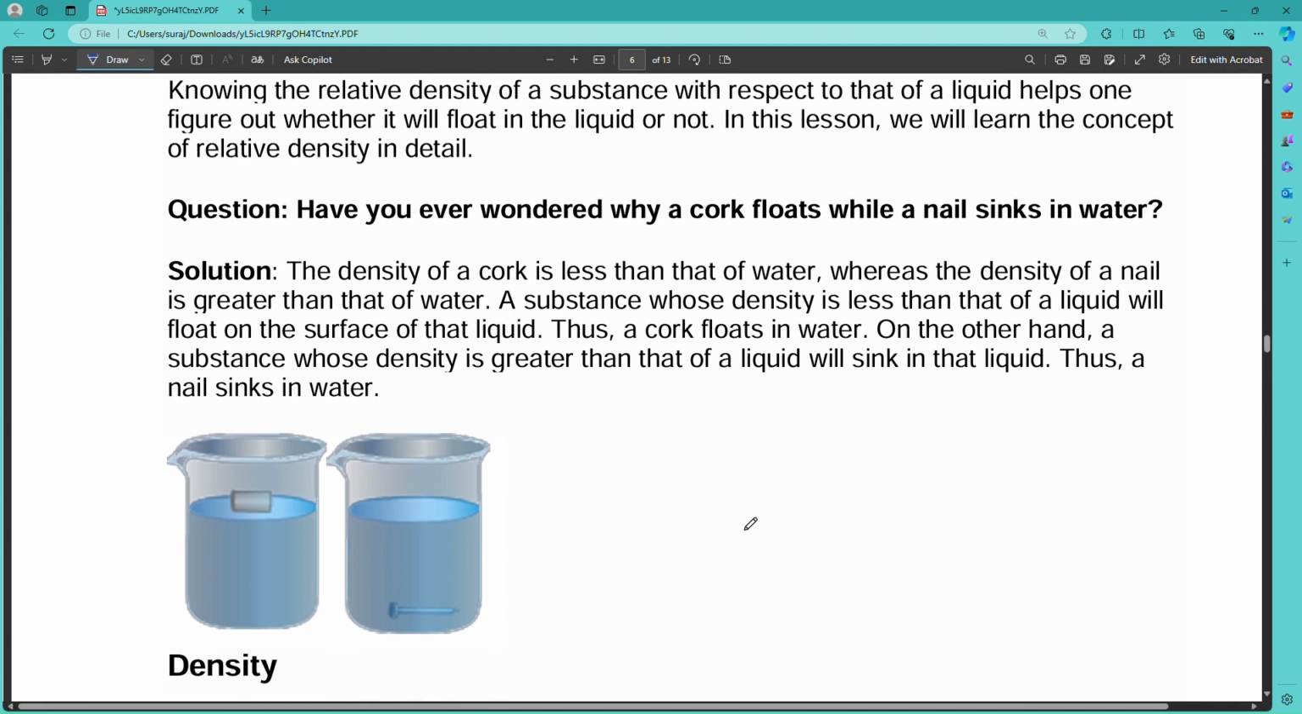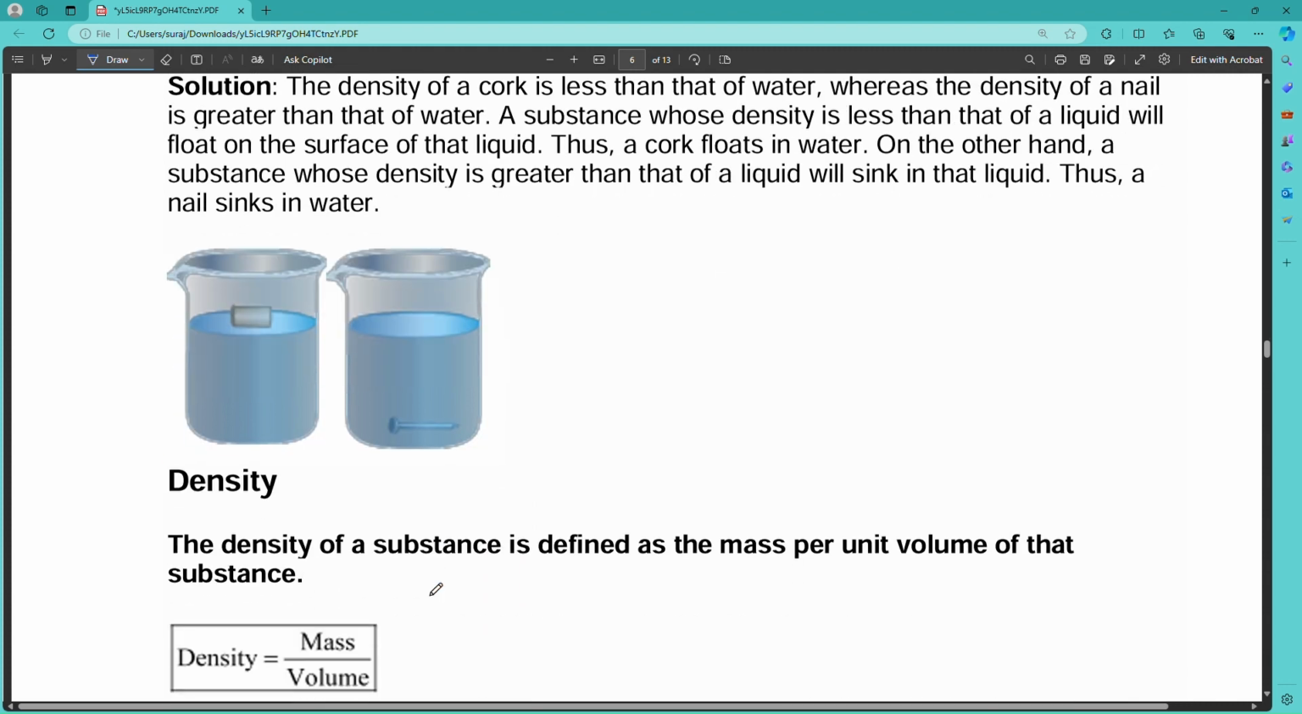So you have a question. Whenever you see a cork and an iron piece, the cork floats and the iron piece sinks. This is due to relative density, because the density of cork is less than the density of water, that's why it floats. And in the case of the iron piece, the density of iron is greater than the density of the liquid or the water, that's why it sinks.